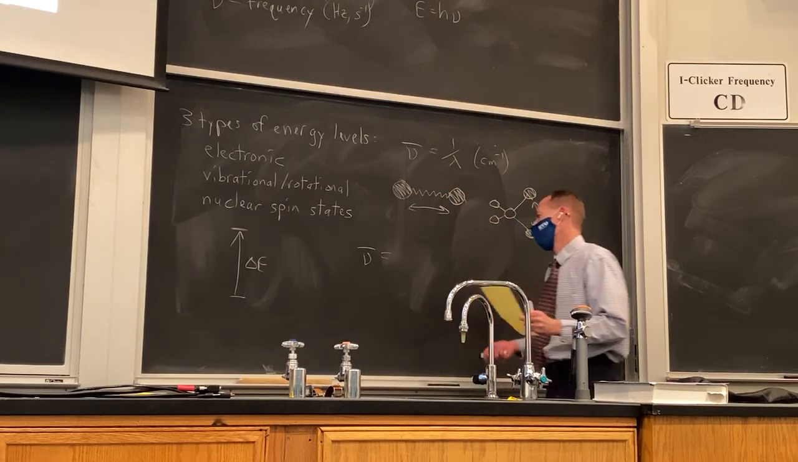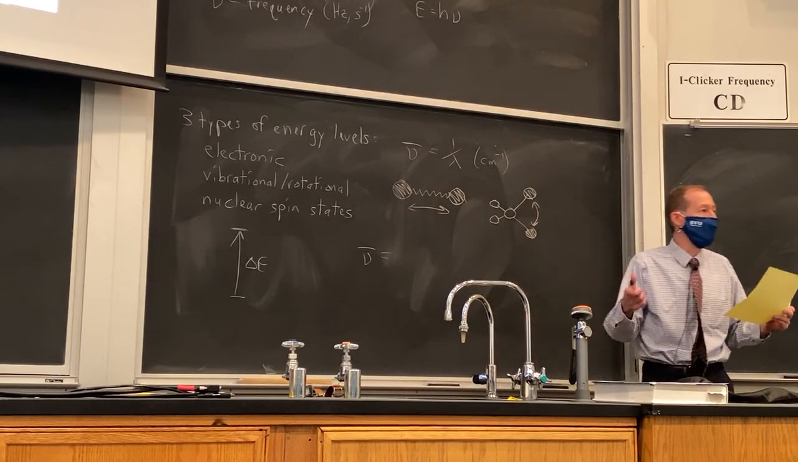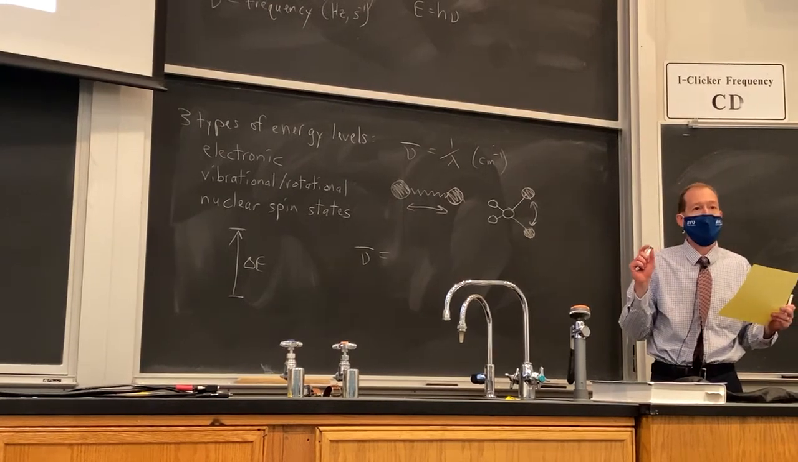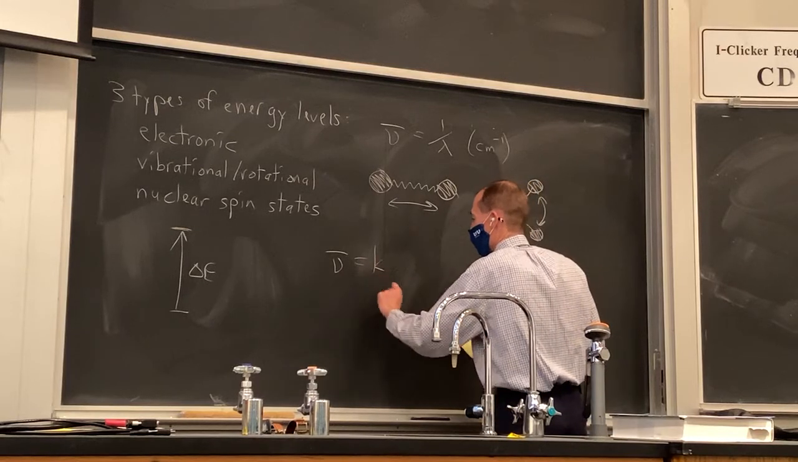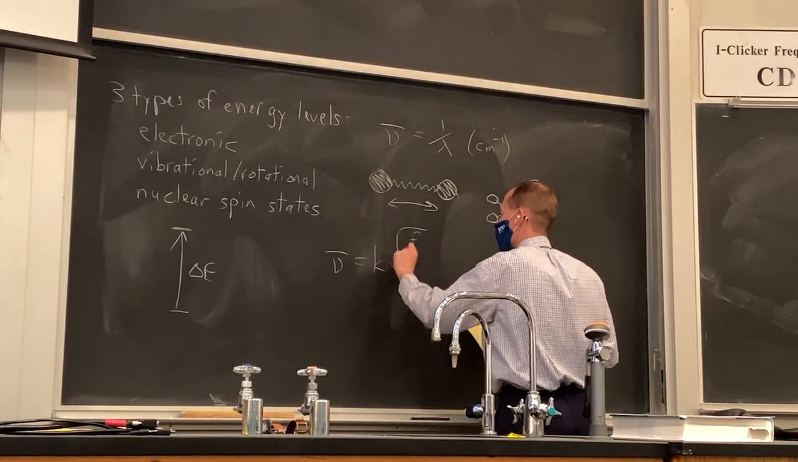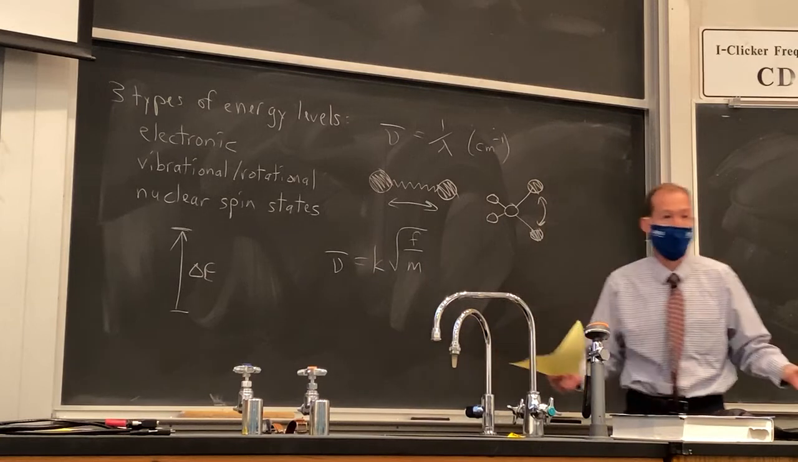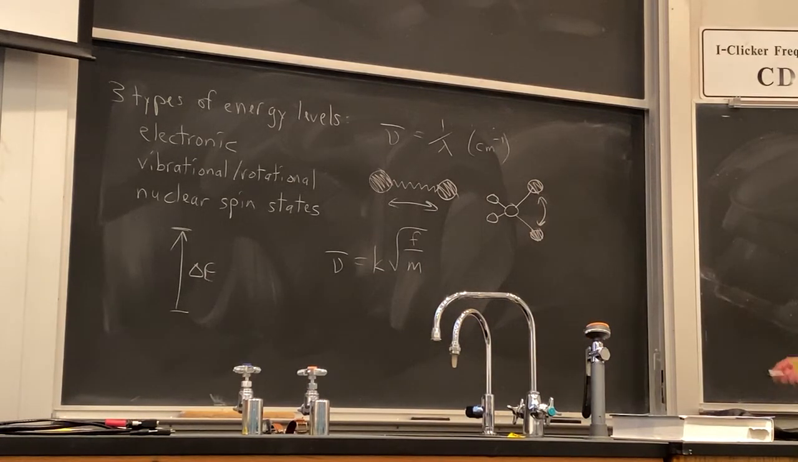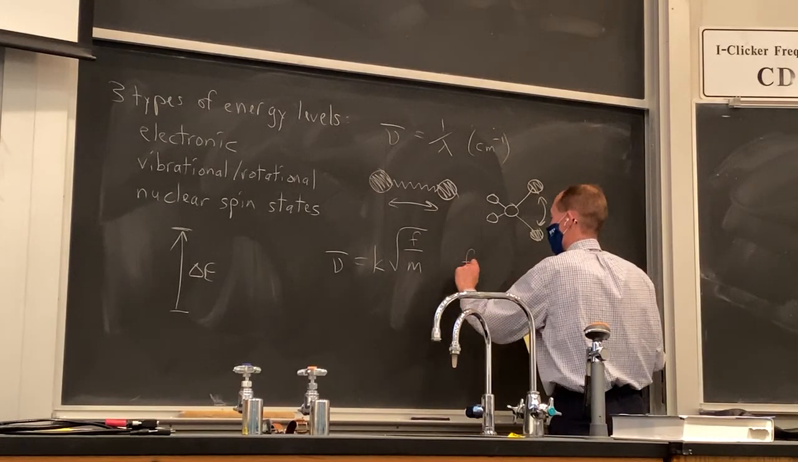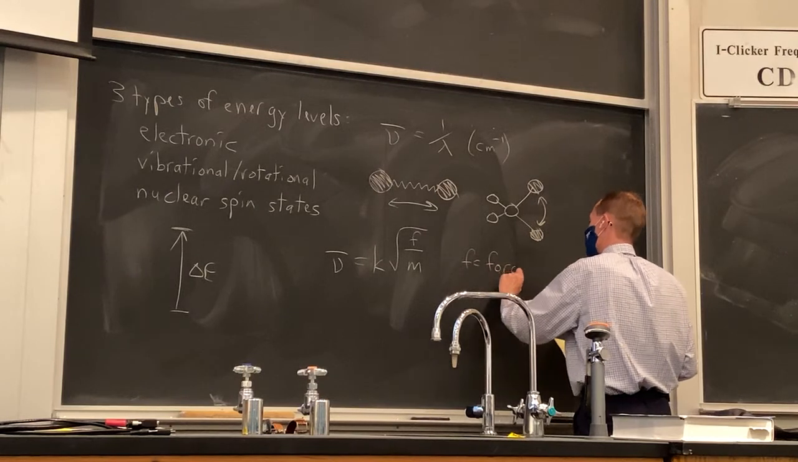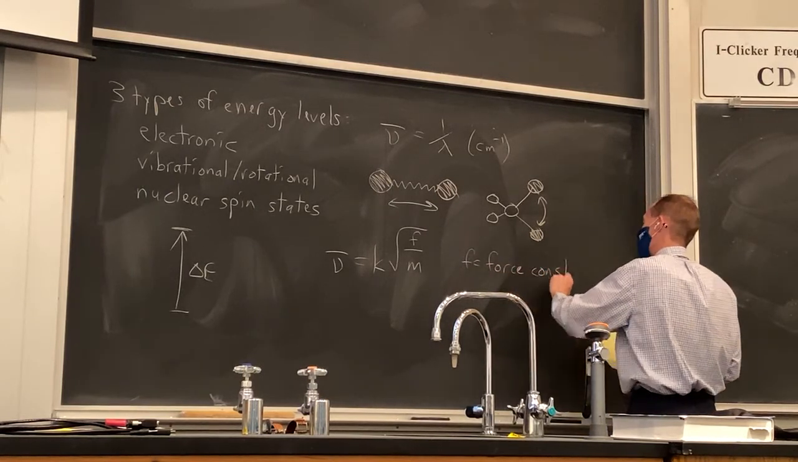we're going to use wave number instead of frequency because wave number is what we are detecting in the IR spectrum. So the wave number is equal to a constant times the square root of F over m. In Hooke's law, what is F? It's not frequency. It is the force constant. F equals the force constant.